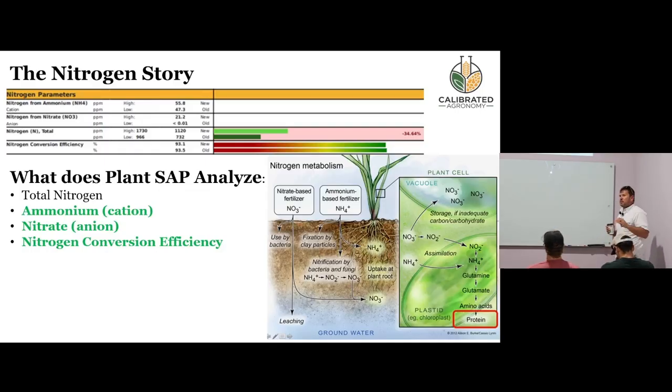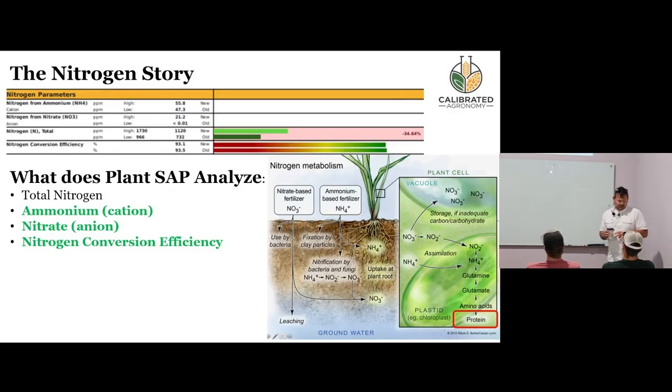So this is probably the biggest aha moment we've had with SAP, the nitrogen story. We get 4 big parameters to look at: ammonium, nitrate, total N, and your nitrogen conversion efficiency. Where we want to be is to utilize the nitrogen that we apply, or that our soil gives us and we mineralize. We want that to go to total N so we're able to use it.